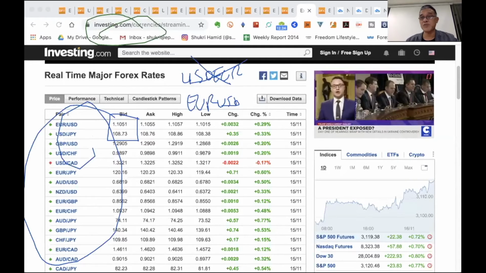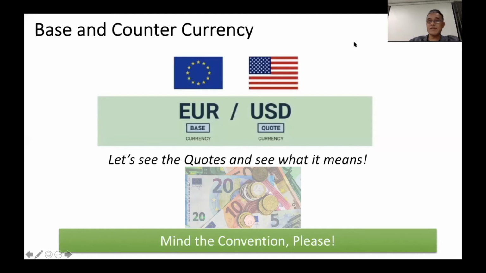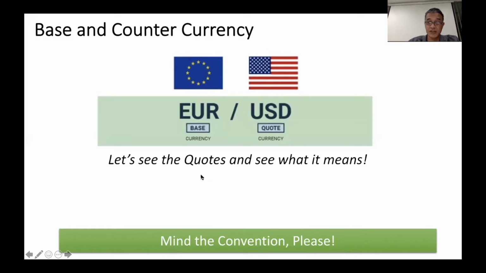Euro against USD is 1.1051. So here's an example, Euro USD. From what we saw just now at investing.com, this is 1.1051, right? So this is the convention, Euro against USD. This is called the base currency. This is called the quote currency.